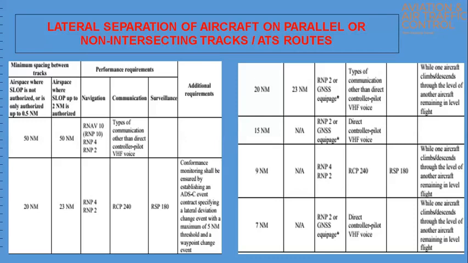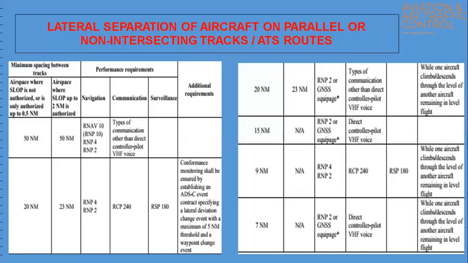It simply means that if two parallel ATS routes are RNP 2 or RNP 4, and we have a performance requirement for communication RCP 240 and surveillance RSP 180, then if strategic lateral offset procedure is not authorized and 20 nautical miles is available between the two parallel routes, they are deemed to be laterally separated. And if strategic lateral offset procedures are authorized but not more than 2 nautical miles, then if they are 23 nautical miles apart, they are laterally separated.